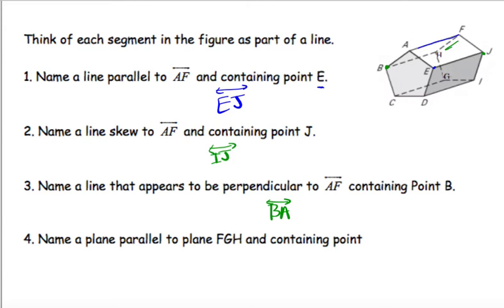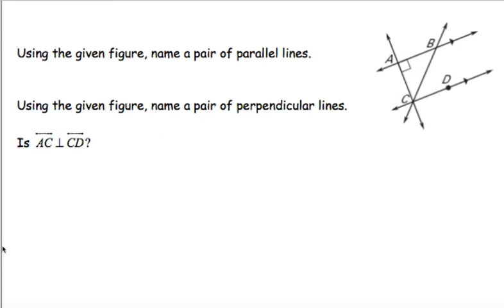Name a plane parallel to plane FGH. FGH is the back part of the figure there. So if we're going to be a parallel plane to this, then it would be the front part of the figure. The bases of a prism like this are parallel. So I'm going to say plane, and you just choose 3 letters in the front of this. I'm going to call it plane BAE.